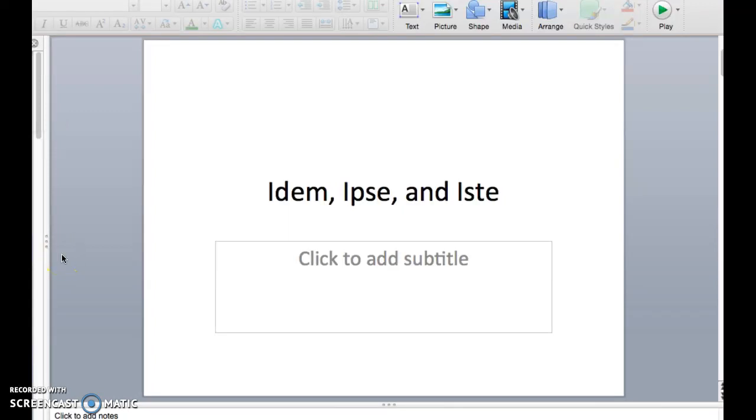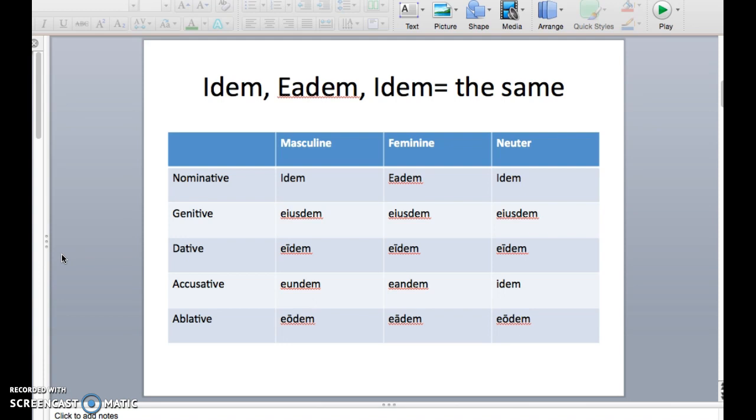All right, so today we're going to learn about three pronoun adjectives with some similar declensions to the naughty nine we learned a couple chapters back: idem, ipse, and iste. And we're going to start off with idem. So let's take a look at it.